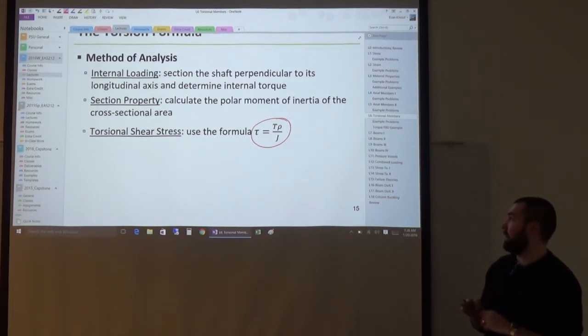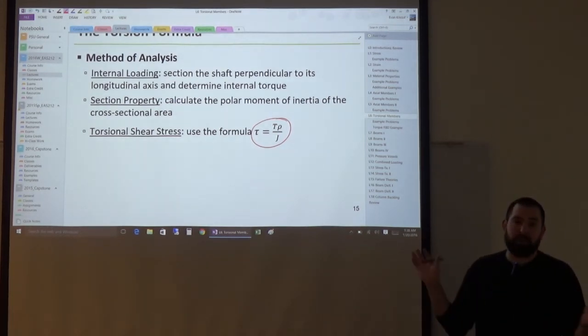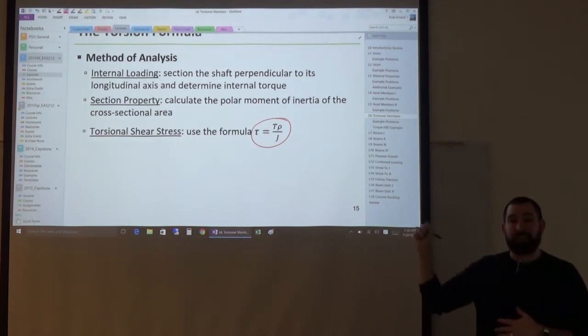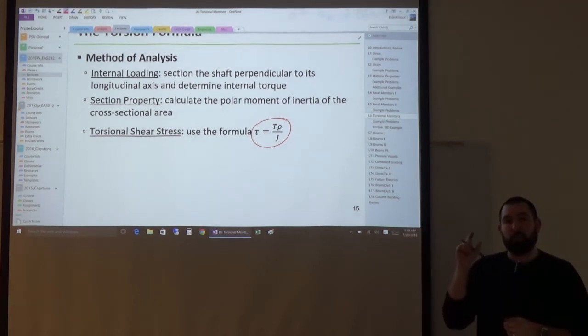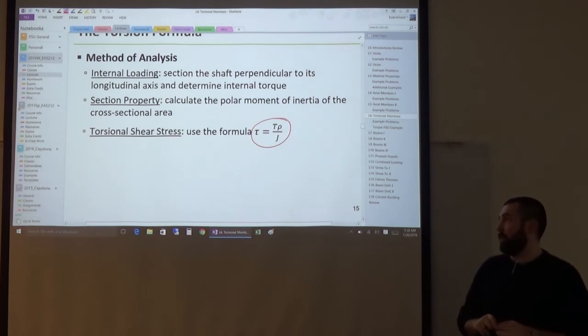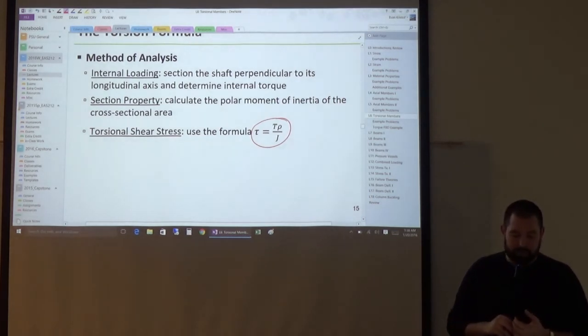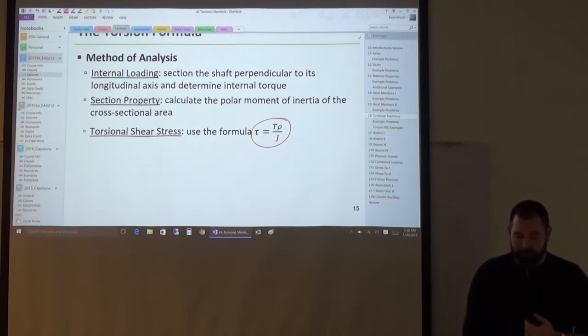Then you'll need to calculate the section property J. That's a really easy equation. Another easy mistake to make there is that it's the radius to the 4th. Oftentimes people will put in the diameter, which is an easy mistake to make as well. And then you can calculate the stress at any given point.